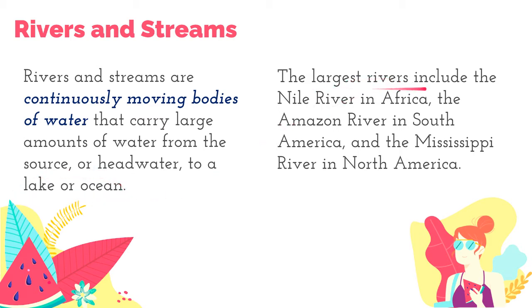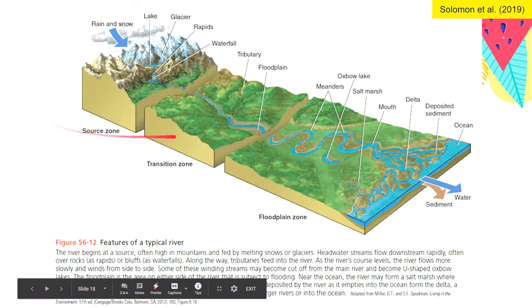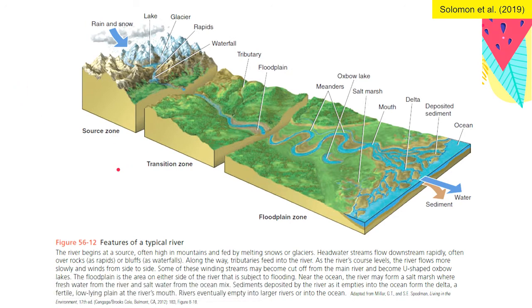The largest rivers in the world include the Nile River in Africa, the Amazon River in South America, and the Mississippi River in North America. So this diagram shows us a possible source of water found in rivers and streams. So usually it begins at their source.